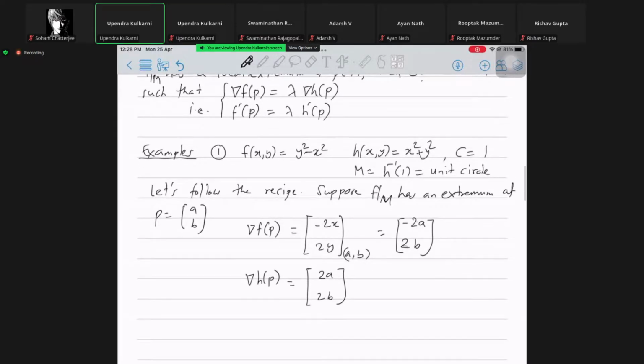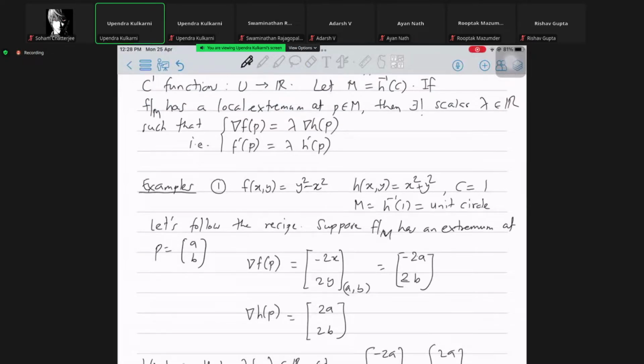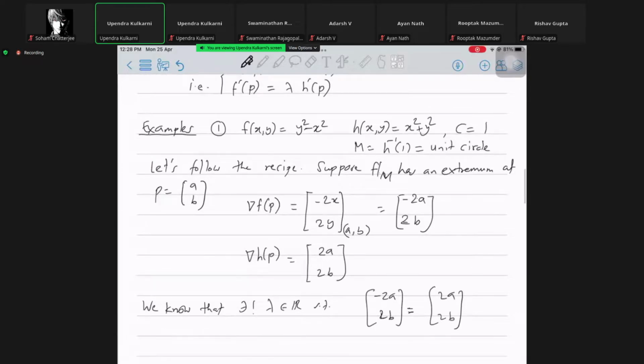So what does the method tell us? We know that there exists a unique lambda such that (minus 2a, 2b) equals lambda times (2a, 2b). On which side do I have the lambda? Let's look carefully. It's multiplying the constraint part, right? So that means I have to put lambda there. So is this possible now?